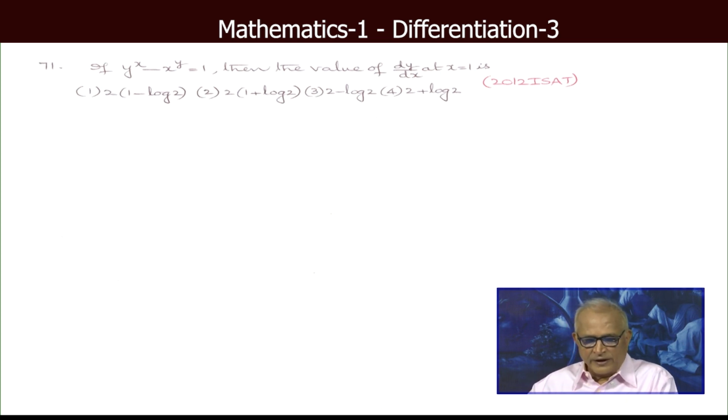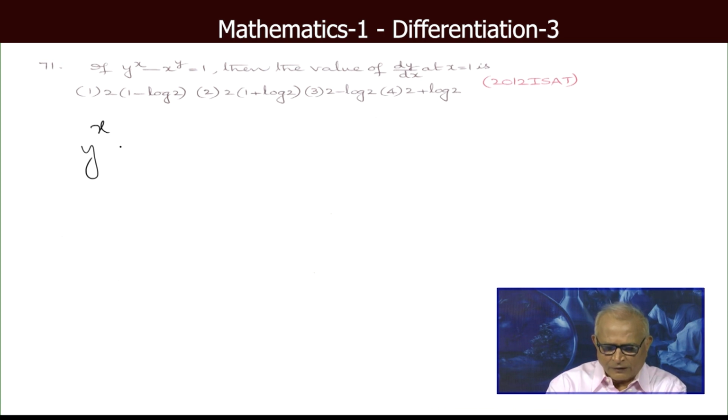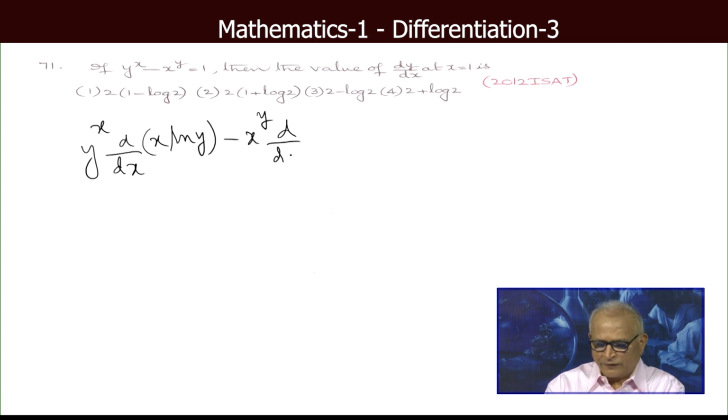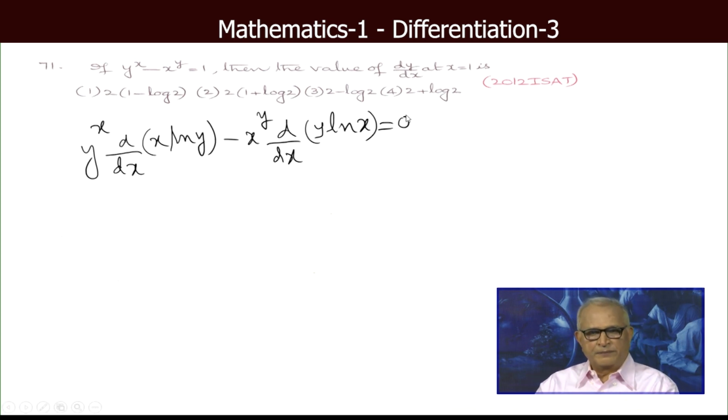2012 ISAT. If y power x minus x power y equals 1, then find the value of dy/dx at x equal to 1. Differentiate: y power x into derivative of x ln y, minus x power y into derivative of y ln x, equals 0. Follow? This is the first step.